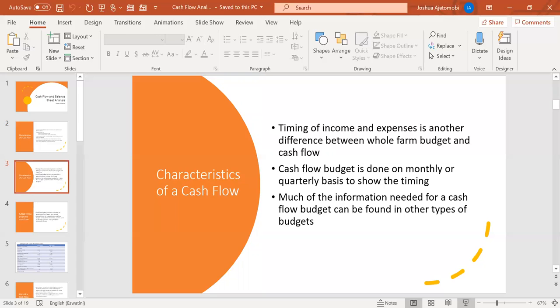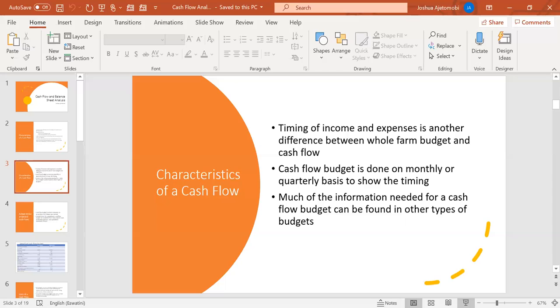Then in preparing cash flow, it is very important that you take care of the timing of your income and expenses. You know, when you are dealing with your whole farm budget, you are not really bothered about the timing of the income and expenses. But in cash flow, this is very, very important. And it's one of the basic differences between whole farm budget and cash flow. So in terms of the timing of your income and expenses, your cash flow budget can be done on a monthly or on a quarterly basis, at least to show the timing of your cash inflow and your cash outflow.